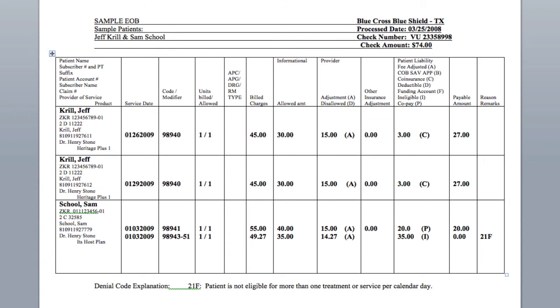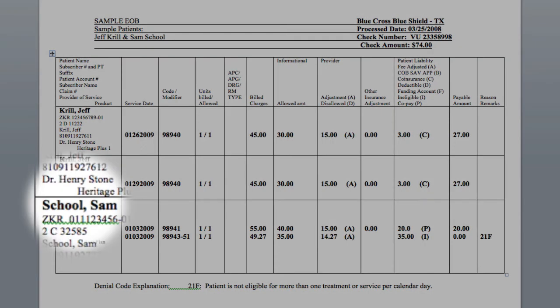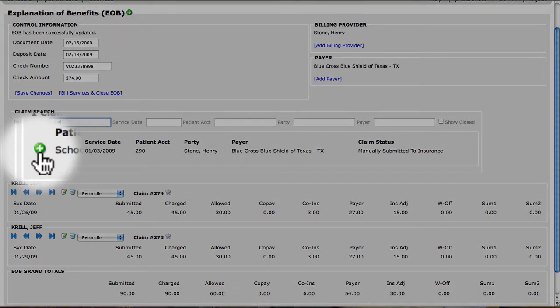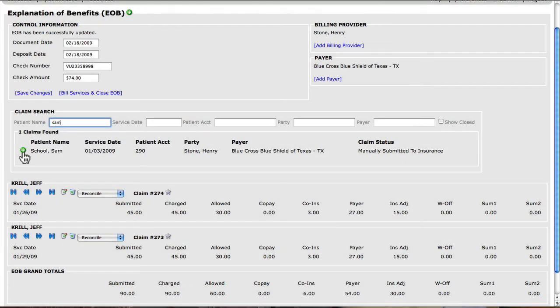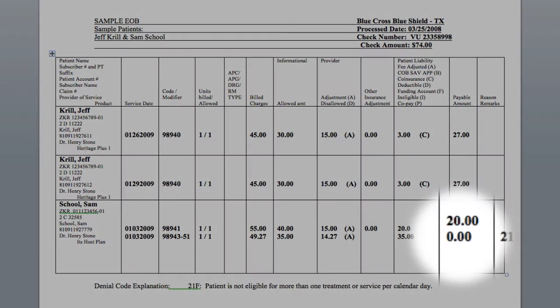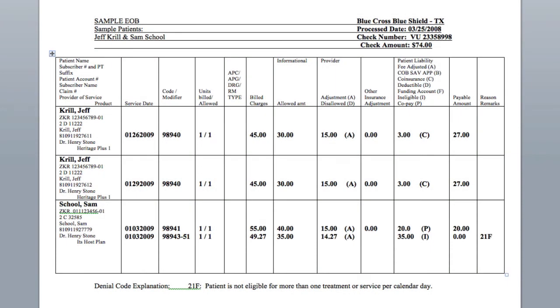Our sample paper EOB says our next patient is Sam School, for date of service January 3rd. I have searched for Sam, located the date of service, and will click on the green plus icon next to his name to add the January 3rd claim to the EOB. Notice that Sam had 2 CPT codes billed for his date of service, and one of them wasn't paid.